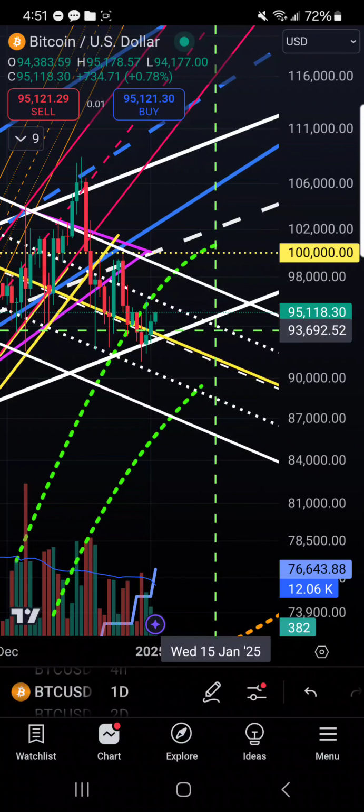So let's just see what the oscillators and the market sentiment look like then.